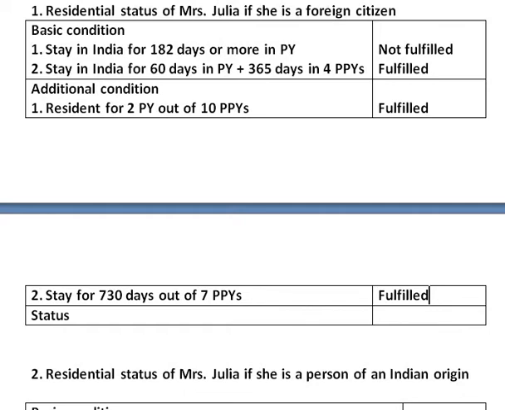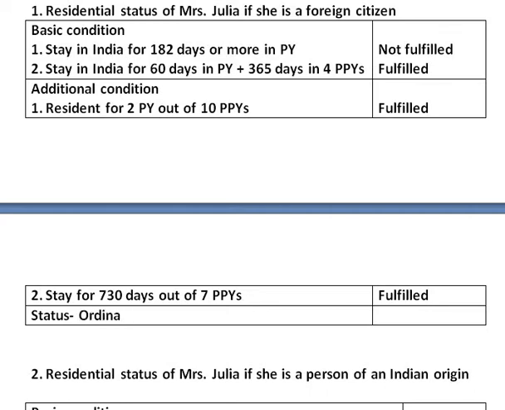Let us come to the conclusion now. Mrs. Julia has fulfilled the second basic condition plus she has fulfilled both the additional conditions. So when any individual fulfills one basic plus 2 additional conditions, the person is known as ordinarily resident in India.